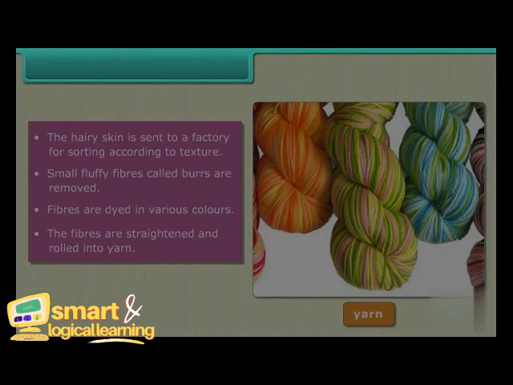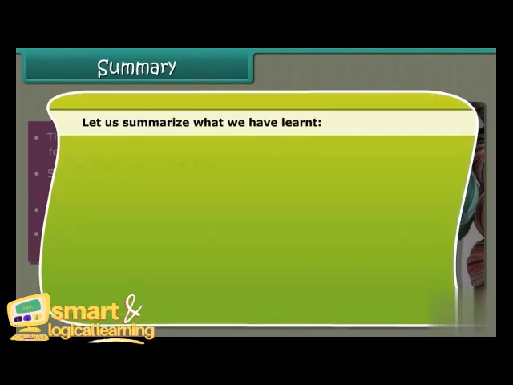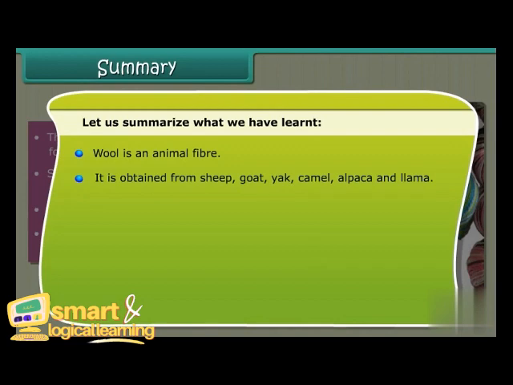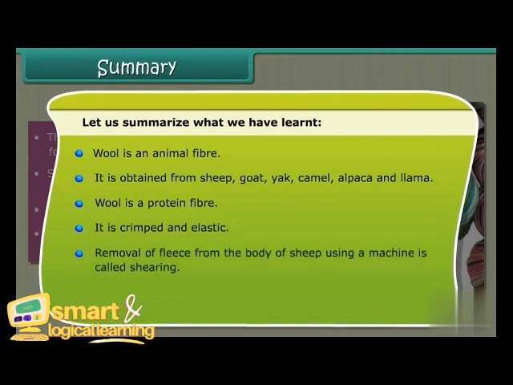Summary. Let us summarize what we have learned. Wool is an animal fiber. It is obtained from sheep, goat, yak, camel, alpaca, and llama. Wool is a protein fiber. It is crimped and elastic. Removal of fleece from the body of sheep using a machine is called shearing. Washing the fleece to remove grease, dirt, and dust is called scouring.